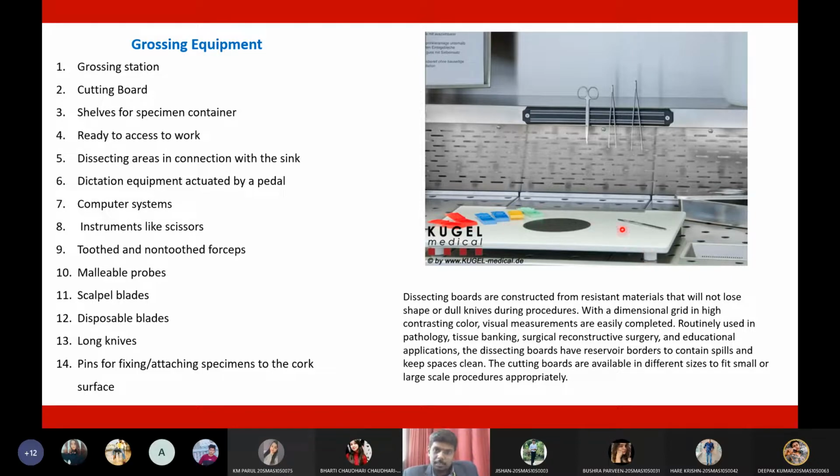So these are some characteristics that it needs, and depending upon the size of the specimen, we need to select the size of the cutting board. Larger specimen, larger table; smaller sample, smaller table. Okay, so this is all about the cutting table.